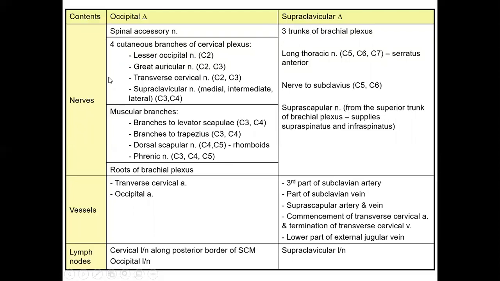I just give a few examples here. For the nerves, we have the spinal accessory nerve present in the occipital triangle, and in the supraclavicular triangle we have the nerve to the subclavius. You can read this table on your own, and you have to remember this one.